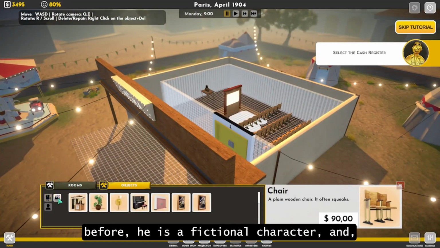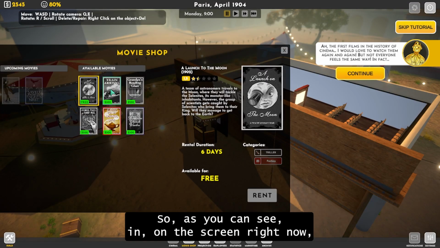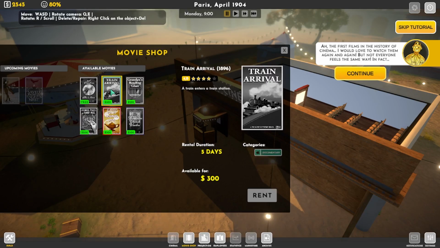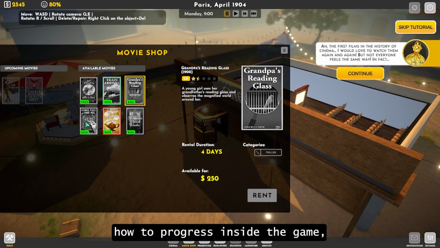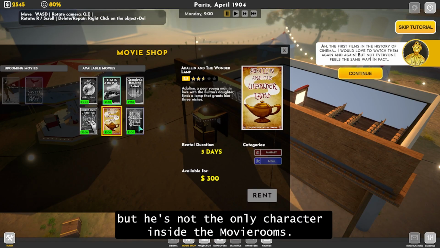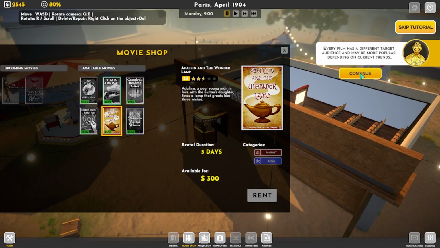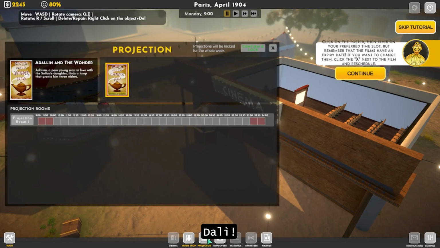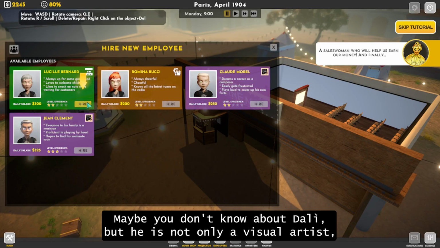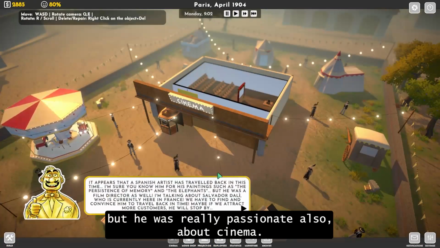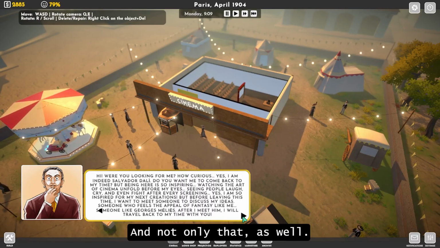So as I was introducing Gaspard before, he is a fictional character, and he will be our guide in the whole game. As you can see on the screen right now, Gaspard will also be helpful to give us hints about how to progress inside the game. But he's not our only character inside Movierooms. There is a range of historical characters. For example, in this first level, we have Méliès and Dali, that you might recognize as two great artists and directors. Maybe you don't know about Dali, but Dali is not only a visual artist, he was really passionate also about cinema, and he produced short movies, and not only that as well.